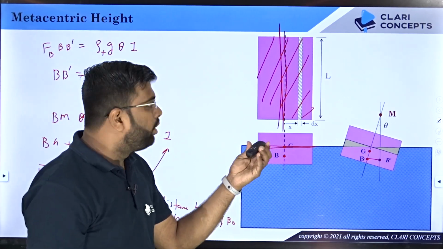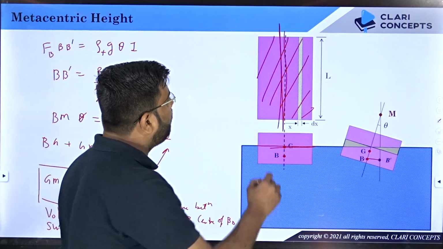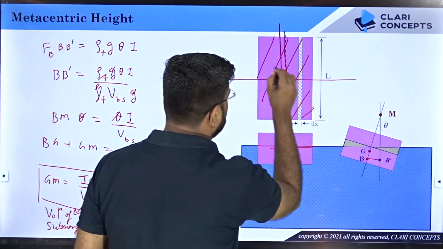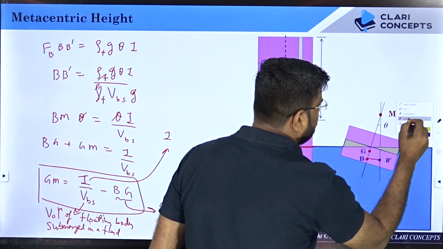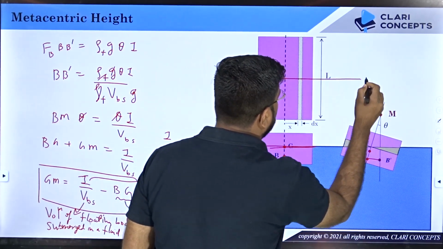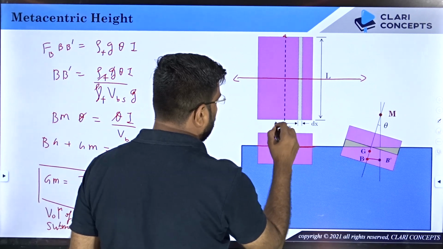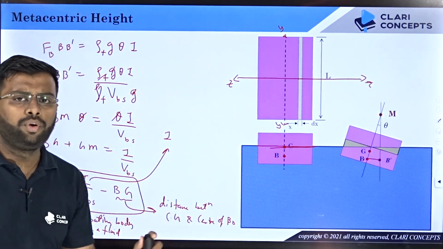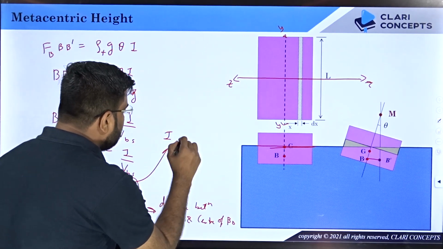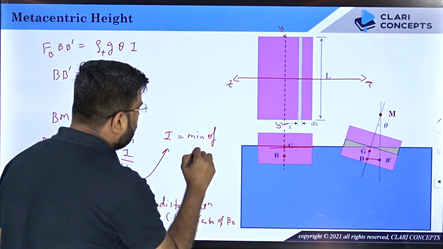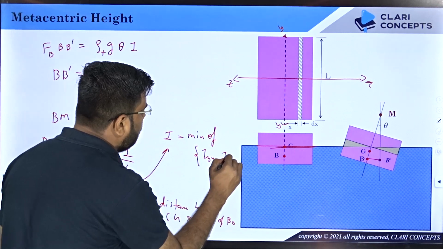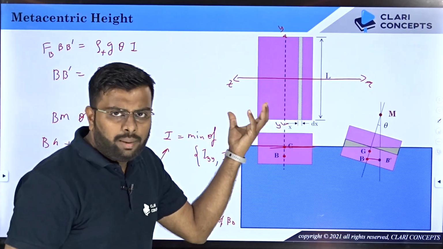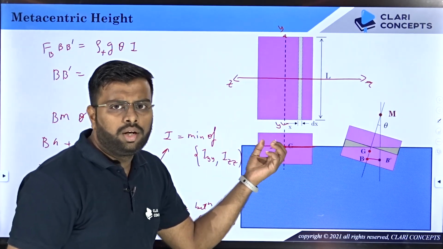So you will not consider this. Whenever an irregular shape is given to you, you always take areas. Let's say this is your YY and ZZ axis. Always make sure that whenever you talk about the stability of a floating body, this I should be considered as the minimum of both, IYY or IZZ, whichever is less. Because when you talk about stability, stability is always measured for the weakest motion, right?